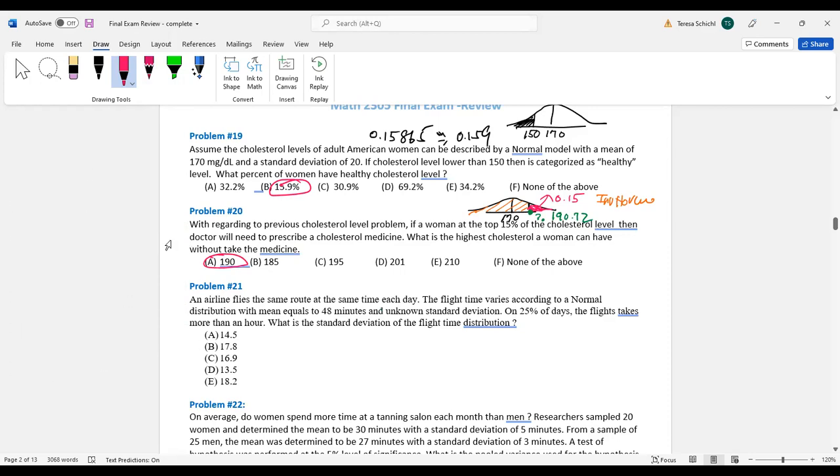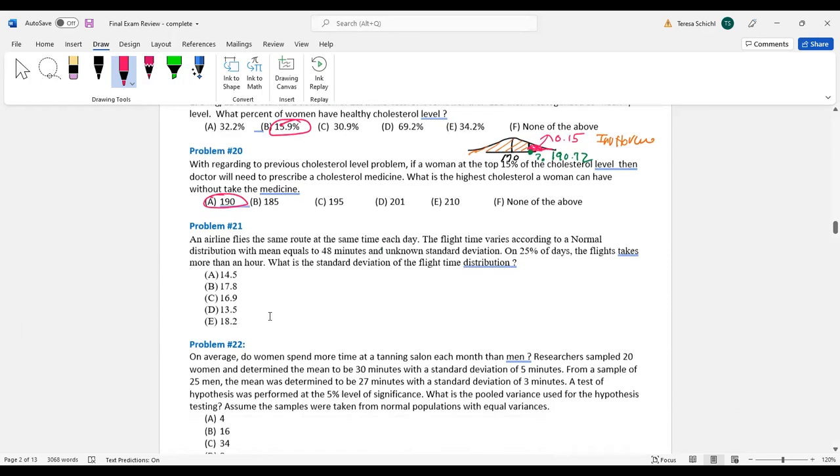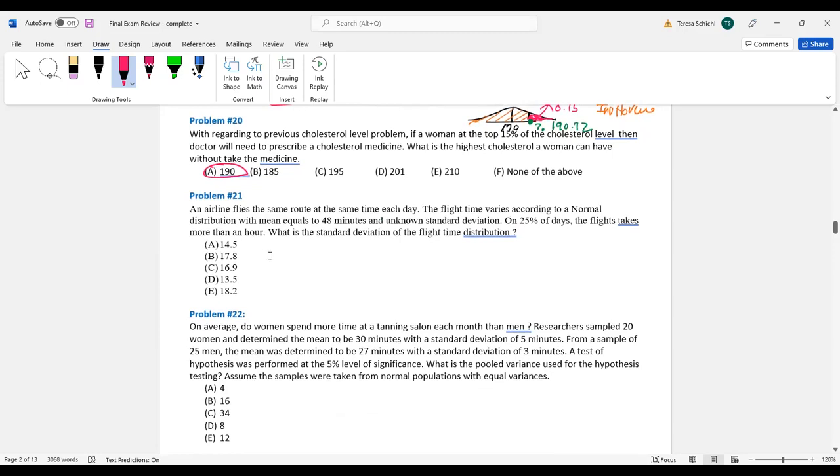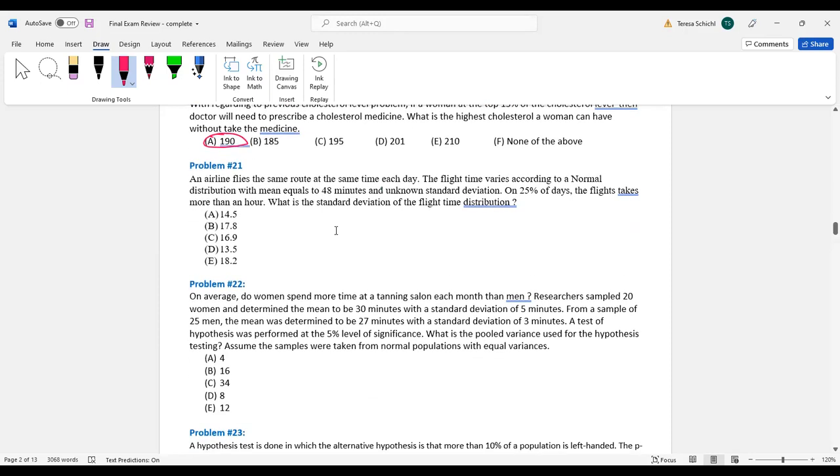Number 21 here. They tell you an airline flies the same route at the same time each day. The flight time varies according to a normal distribution with mean equal to 48 minutes and unknown standard deviation. On 25% of the days, the flight takes more than an hour. Whoa. And what is the standard deviation of the distribution here? Let's draw the picture. Remember, we always draw the pictures, right?